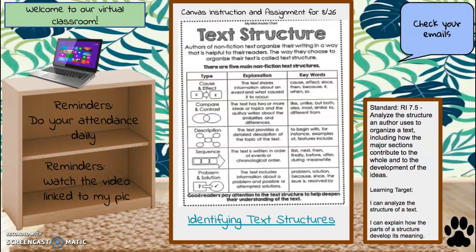Okay? Our next one is compare and contrast. Finding those similarities and differences. Okay? The text has 2 or more ideas or topics, and the author writes about the similarities and differences. Some keywords: like, unlike, but, both, also, most, similar to, different from.